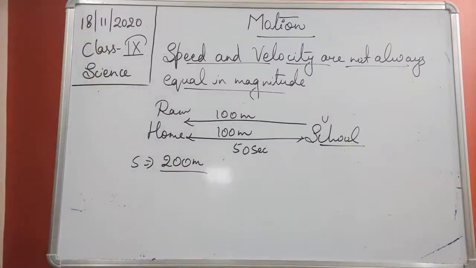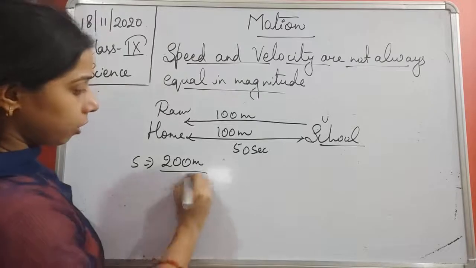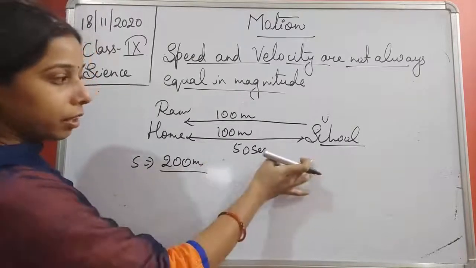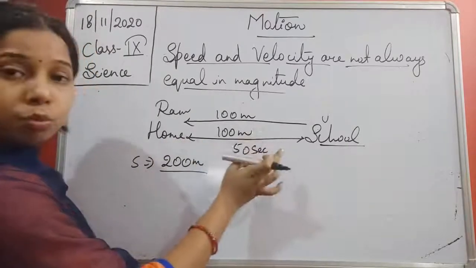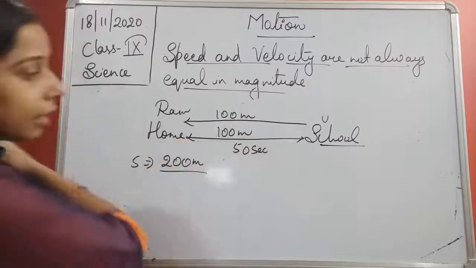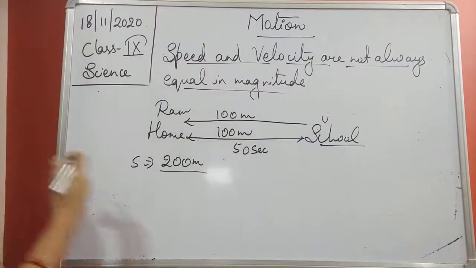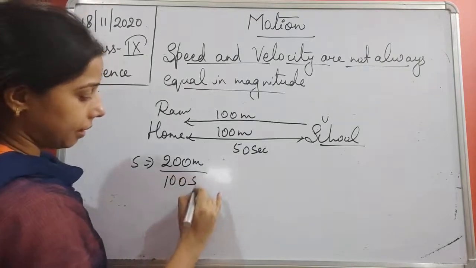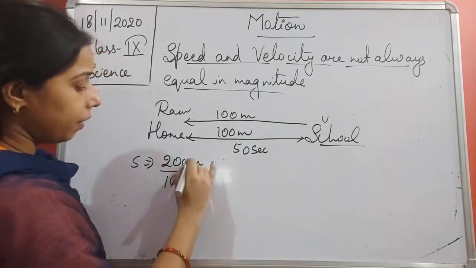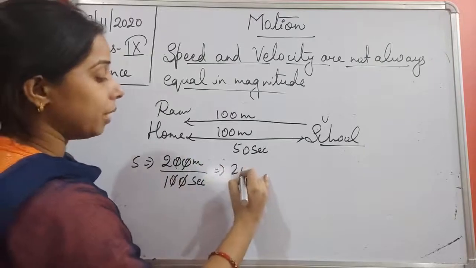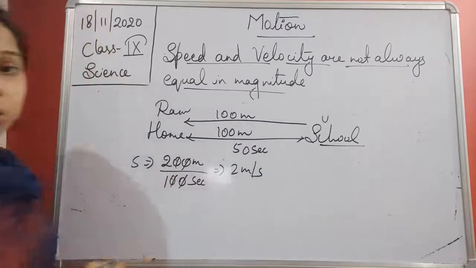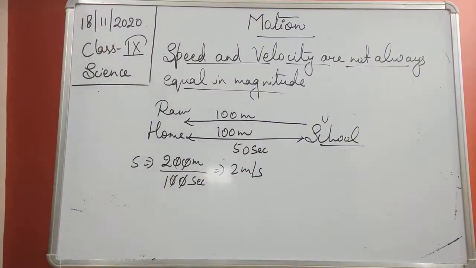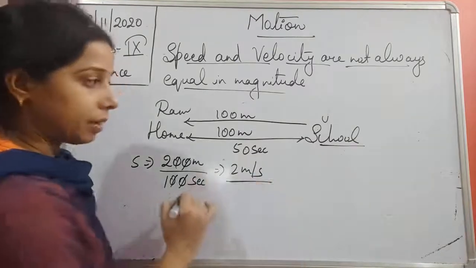upon time. He takes 50 seconds from home to school and again 50 seconds from school to home. So he has taken 100 seconds. And again we can represent it as 2 meters per second. So the magnitude here is the same, that is 2 meters per second.